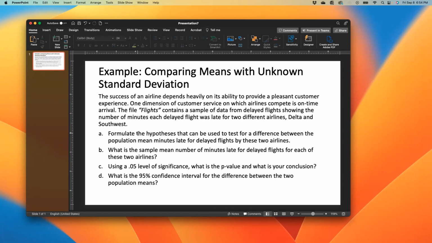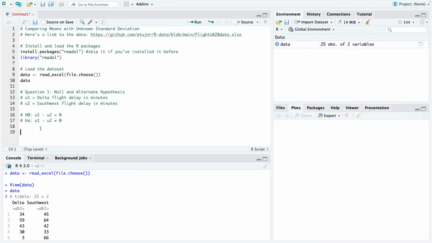Part B is now asking us to calculate the sample mean. What is the sample mean number of minutes late for delayed flights for each of these airlines? It's very simple. All you do is calculate the sample mean. So let's go ahead and calculate the sample mean. So question 2, let's say compute the sample means.